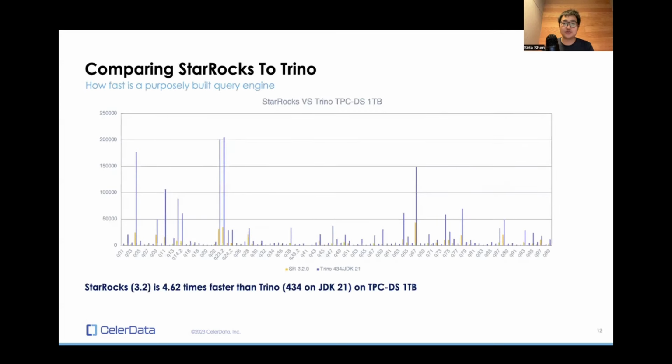And here, let's do a comparison between the two. This is a TPC-DS 1 terabyte benchmark test. StarRocks is 4.6 times faster than Trino on TPC-DS 1 terabyte. And this is even with Trino on JDK 21, which is supposedly getting that auto SIMD boost from the JDK update. So there's a big difference.